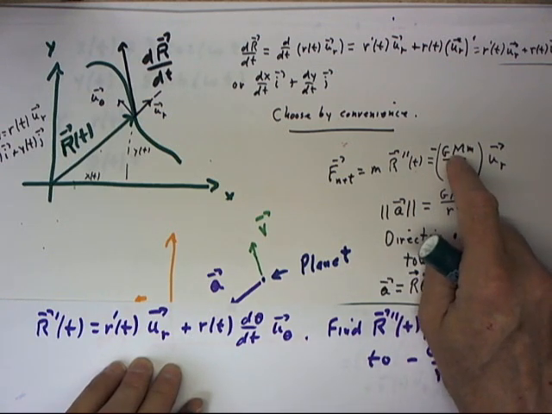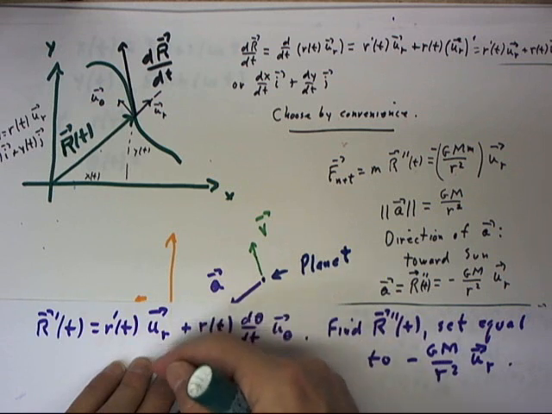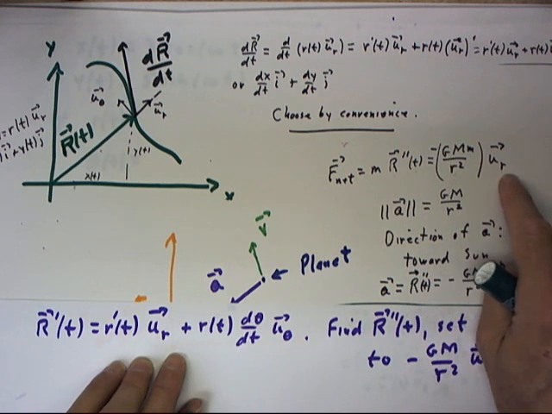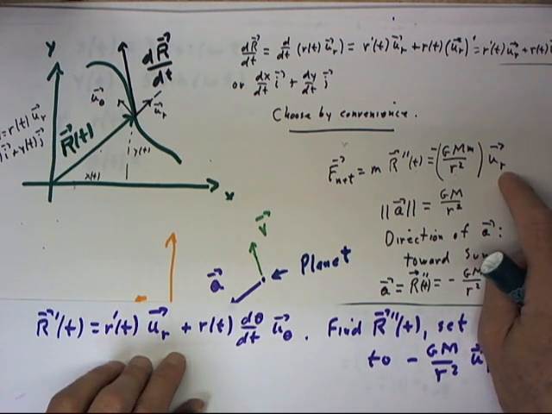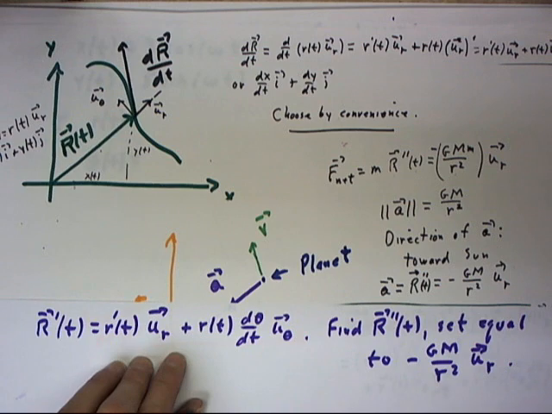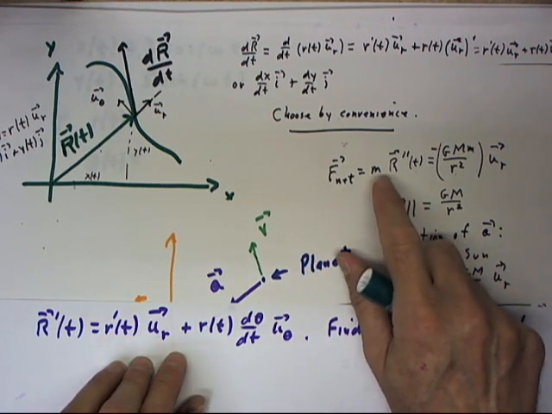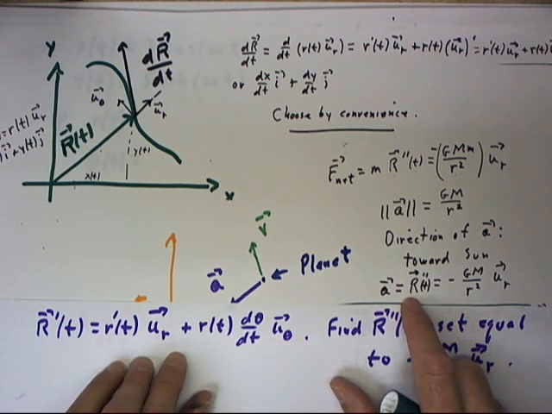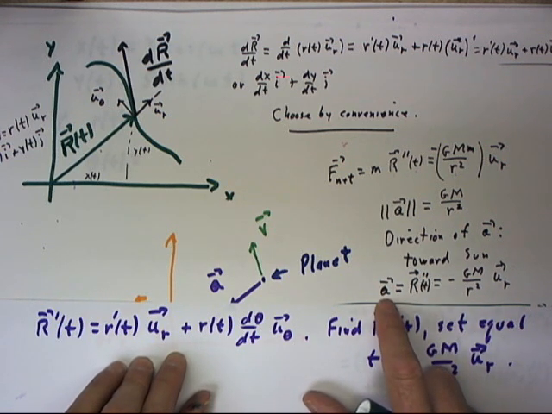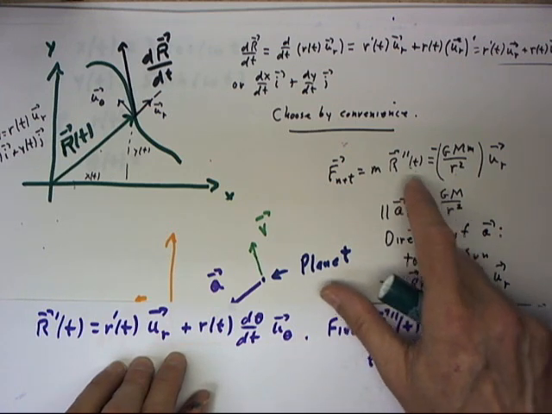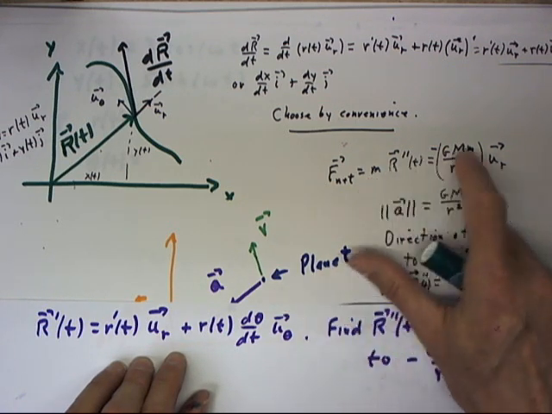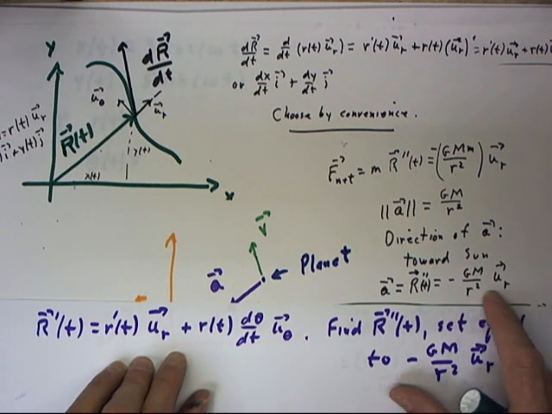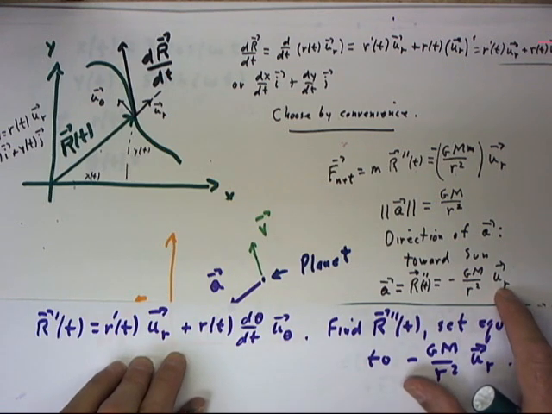And that's the magnitude. The vector is directed radially back toward the Sun, so it's going to be the magnitude multiplied by the negative of the UR vector. And that's going to be our net force, which is our mass times our acceleration, resulting in an acceleration vector, r double prime of t, which we can denote by little a. If we divide the m out here, we get the expression for r double prime of t, which is negative GM over r squared times the UR vector.